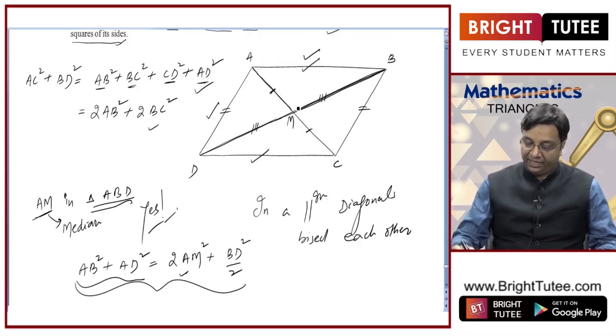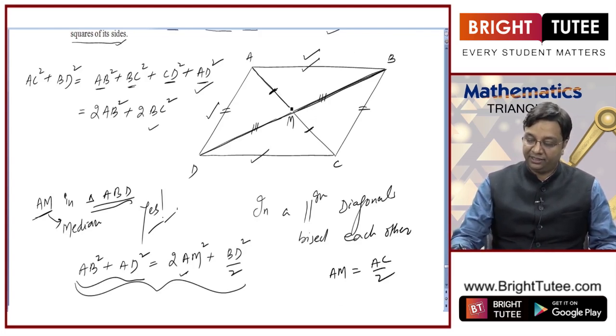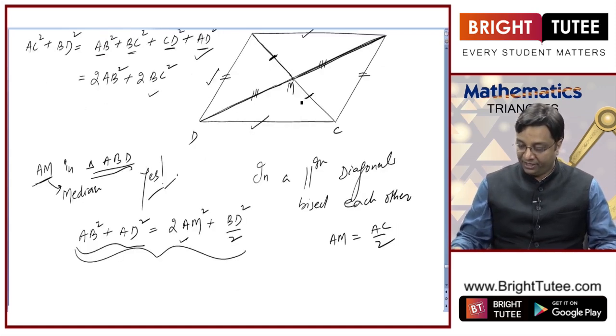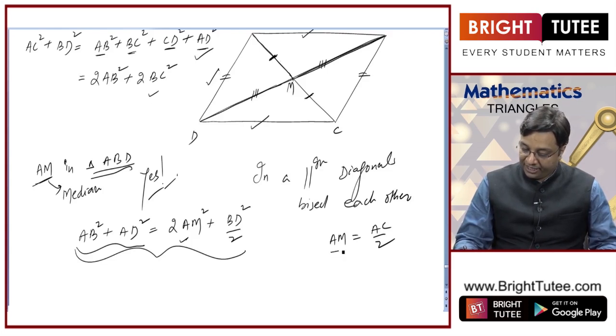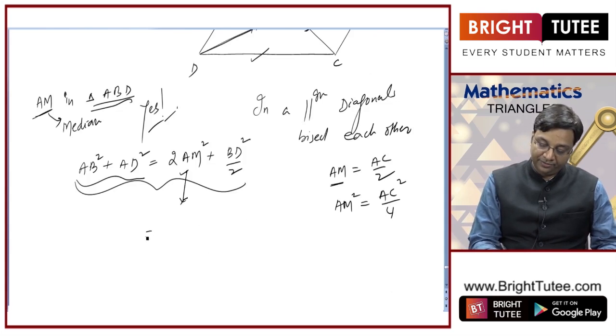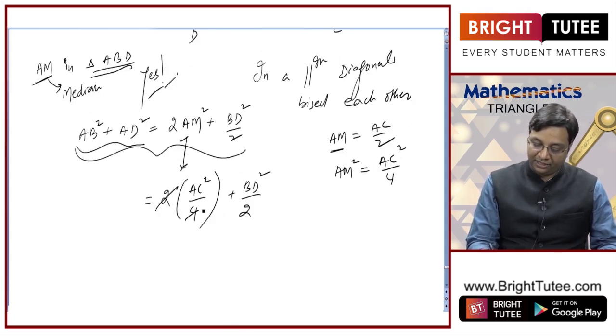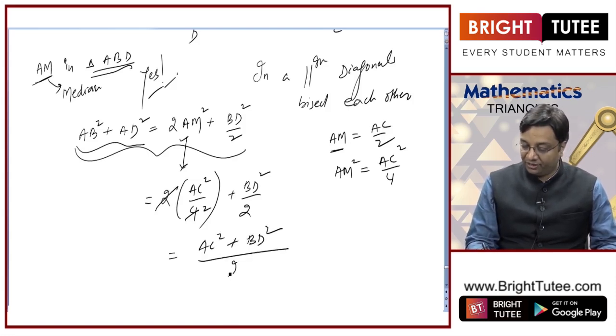Now you see, AM is nothing but half of AC. AM is half of AC, right? Because the diagonals bisect each other. So by that property, AM is equal to MC, so AM is half of AC. So I can replace AM square by AC square divided by 4, right? So let me do it here. So twice of AC square by 4 plus BD square by 2. Now if you cancel these, you will get AC square by 2 plus BD square by 2.